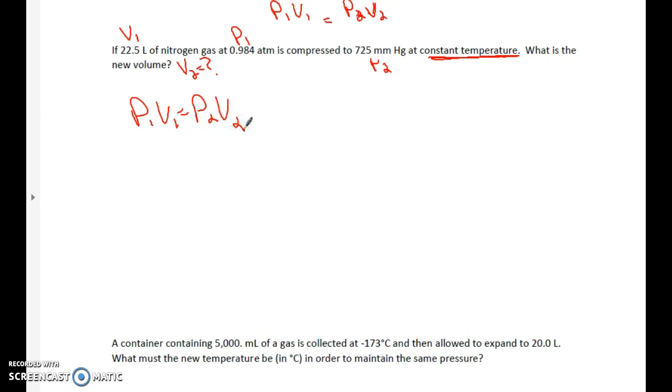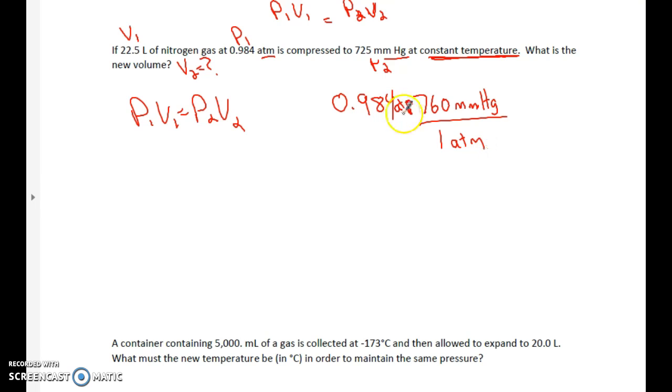When I look at this, one of the things that jumps out at me is that the pressures do not match. One is in atmospheres and one is in millimeters of mercury. Now, it doesn't matter if you convert them both to be atmospheres or both to be millimeters of mercury. As long as they're the same units, that's really all that matters. So I'll actually show you both ways, you should get the same answer either way. For the first one, I'm going to convert the 0.984 atmospheres to millimeters of mercury. Forgot to add the units in.